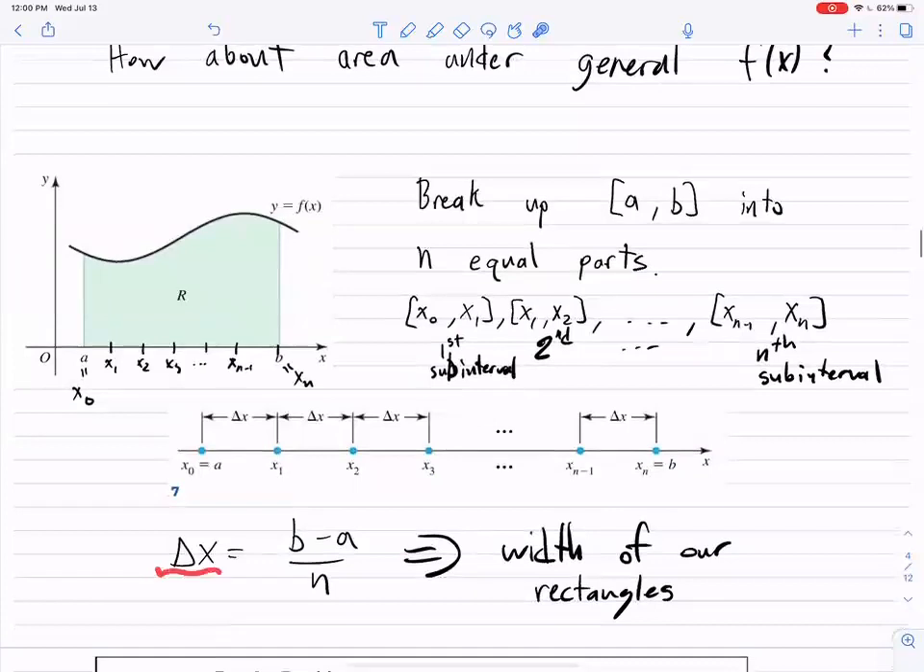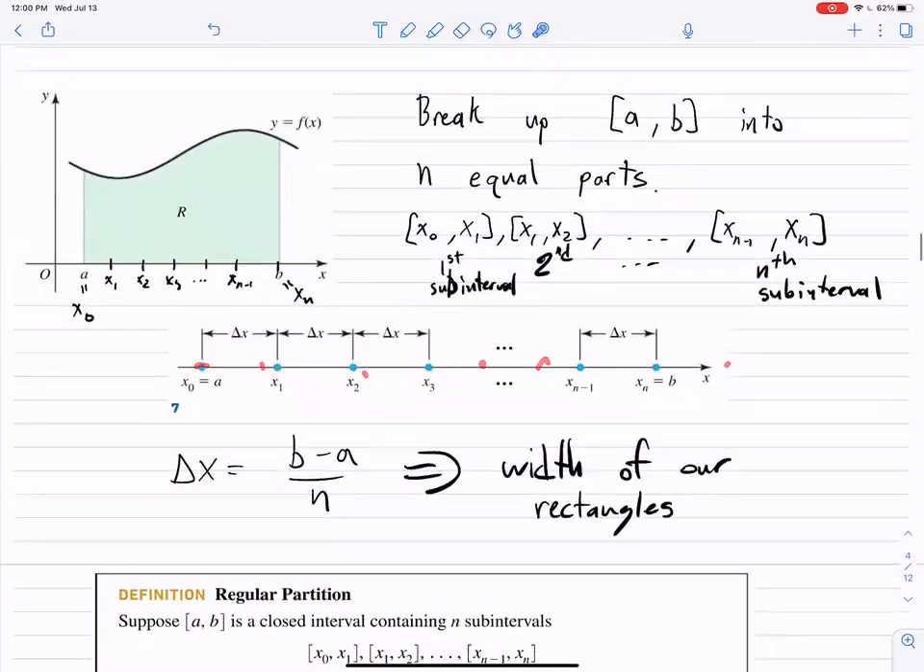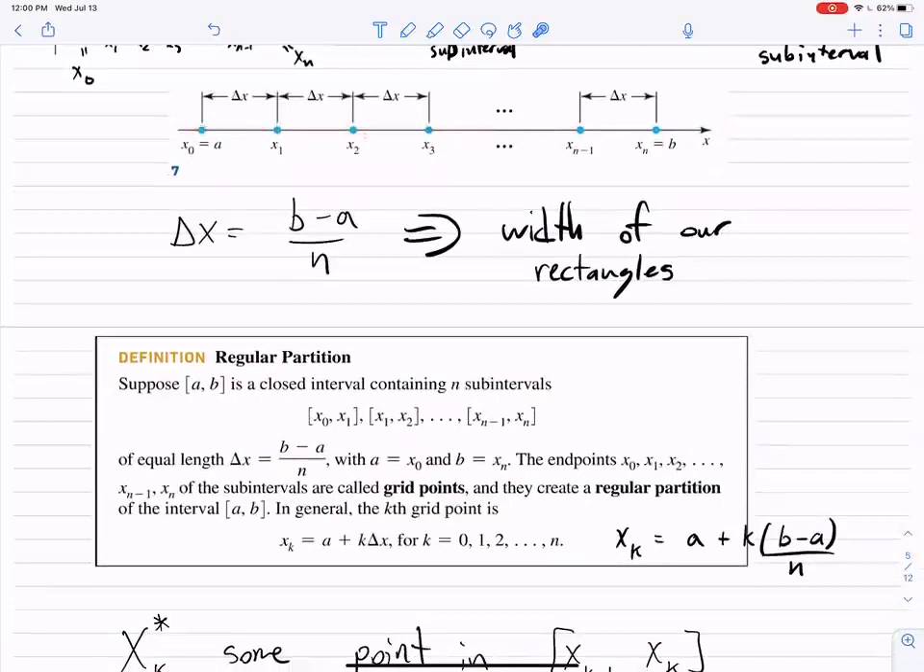The way you calculate that width is the endpoint b minus the starting point a, divided by the number of subintervals. That will be the width of our rectangle. So the width of all these is (b minus a) over n. They all have the same width. Then you pick generally some point in the interval, and that will be the height you use for the rectangle. Then you make a bunch of rectangles and add up all the area. This is called a regular partition, where we break it up into equal lengths.